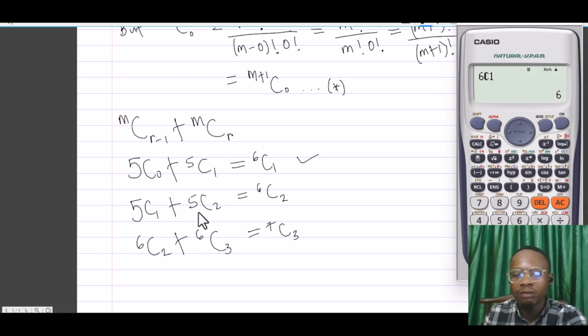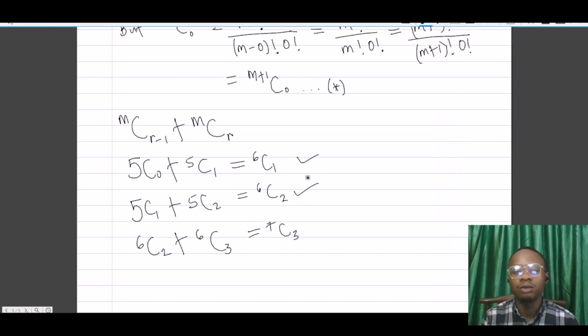5 combination 1 plus 5 combination 2, that's 5 shift combination 1, then plus 5 shift combination 2, and that is giving us 15. So is that the same thing as 6 combination 2? Let's check what 6 combination 2 is. That is giving us 15 as well. So we have verified this second one. So this is also correct.